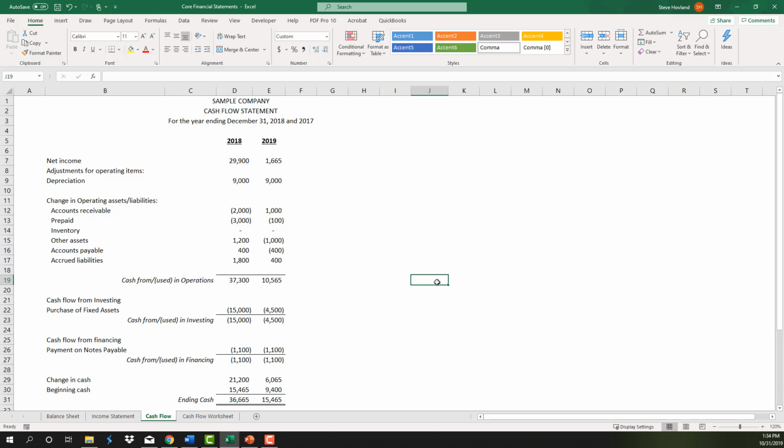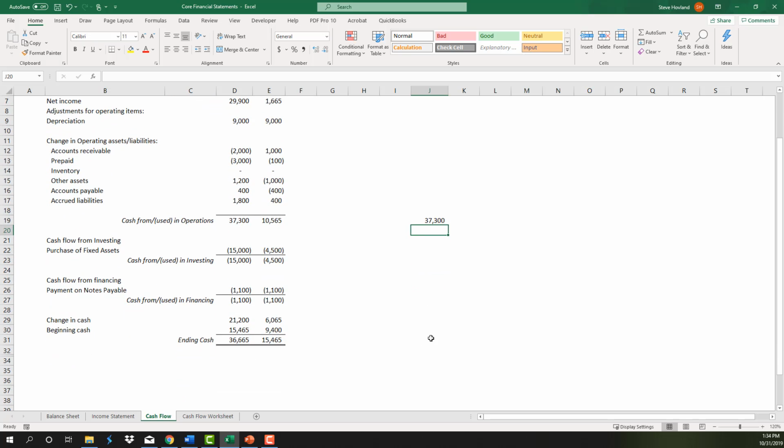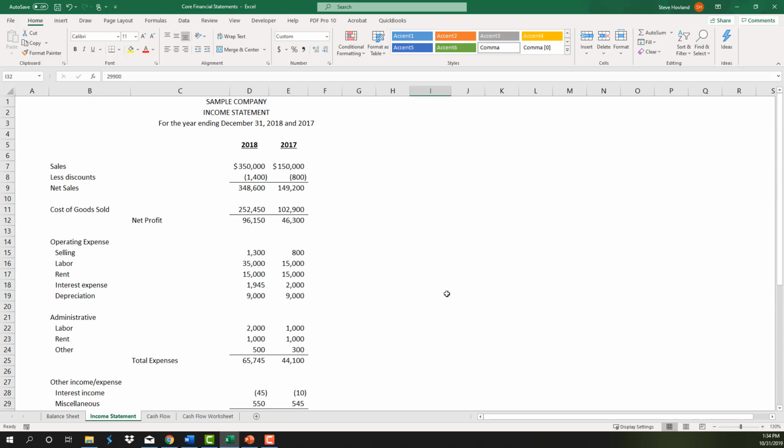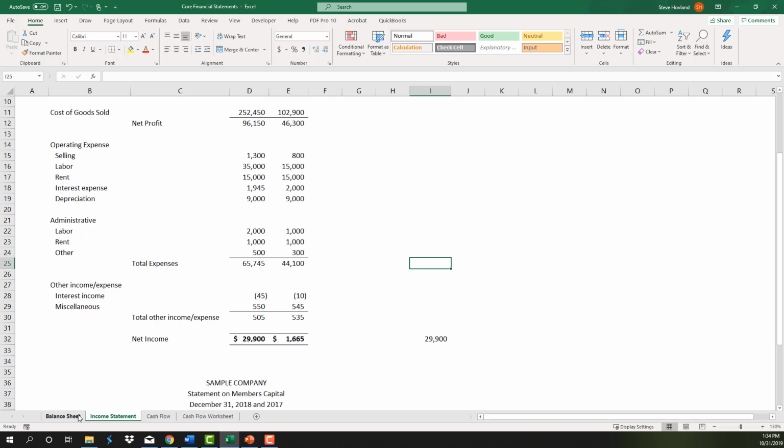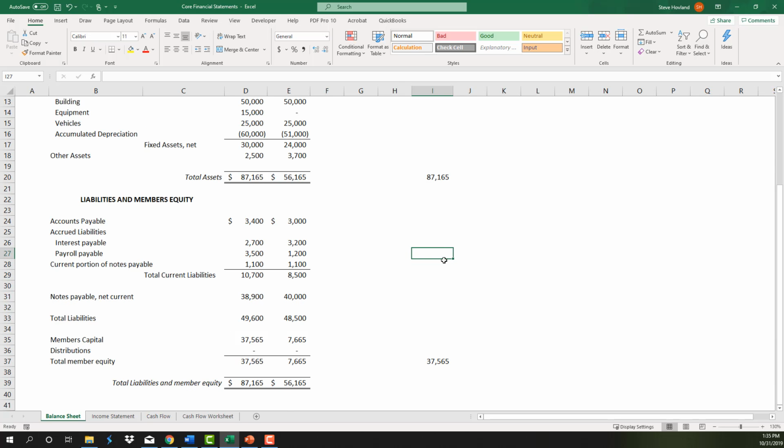So the cash from operations is currently $37,300, and ending cash is currently $36,665. Now that we have these numbers off to the side, remember this is interactive statements, so once we start changing, all these numbers will flow through. I want these numbers off to the side so we can see what the effect is going to be on each of these statements as we enter the transactions.